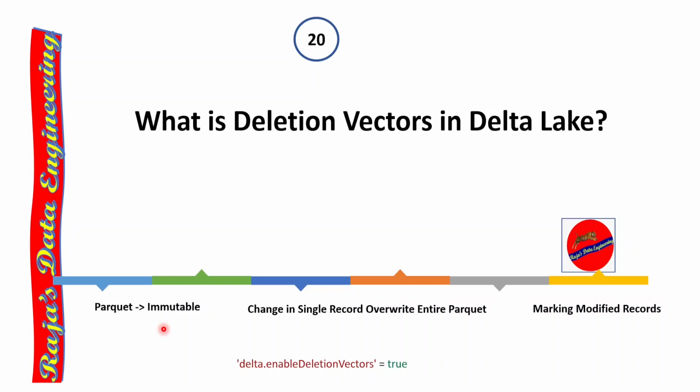In order to avoid that, what we can do is enable deletion vectors. As a result, whenever we have to delete a few records from a big file, it is not going to actually overwrite or recreate the Parquet file. Instead of that, it is going to create a flag within that big file saying that these records are deleted. So it is just marking the deleted records. As a result, it can improve the performance. So this is the information we need to provide for this question.